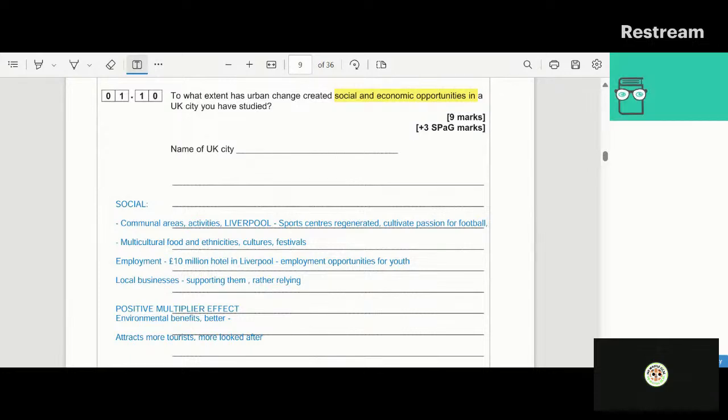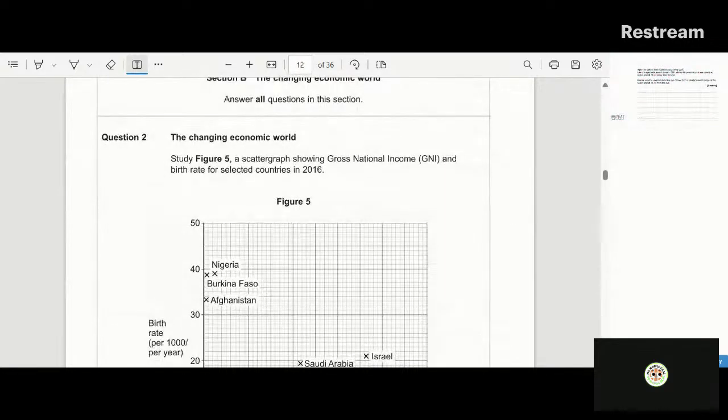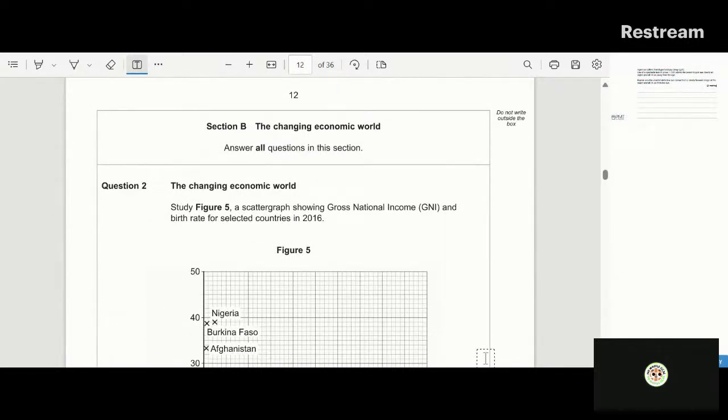You can pretty much use the multiplier effect in any question. It is very applicable. Okay. We're now on to section B of this 2019 paper.